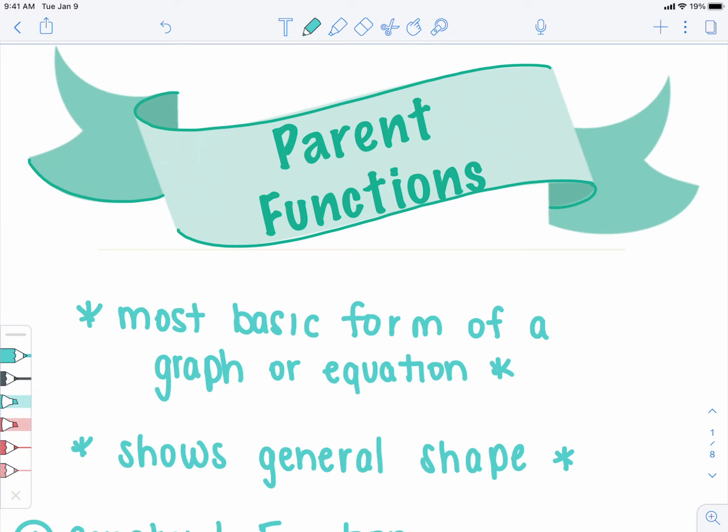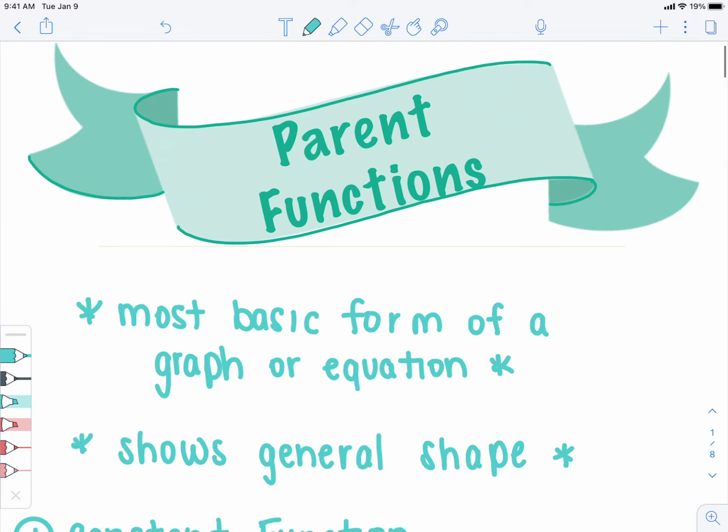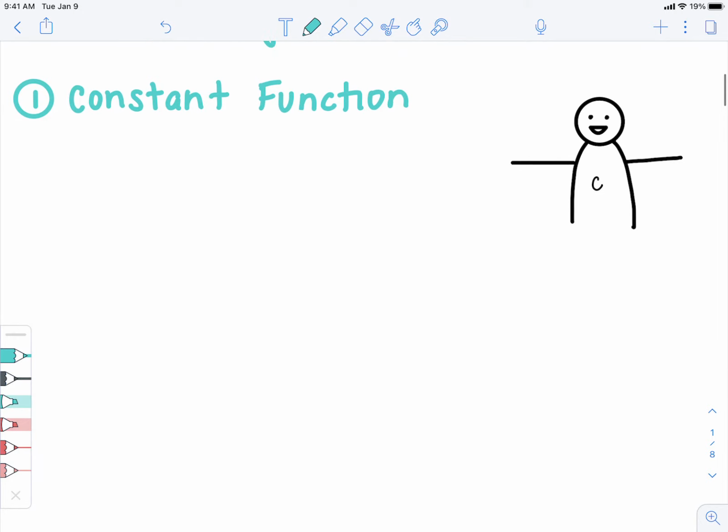Great. Deal? Yay! All right, so the first one that we have is our constant function. Take note of the little guy on the side who's sticking his arms out straight to the side. Our constant function is written f of x equals c, where c is any number. So it could be 5, it could be 7, it could be negative 300. C is just a number.